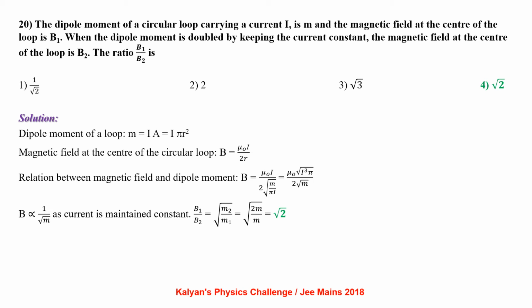Magnetic field at the center of the circular loop is mu naught I by 2r. The relation between magnetic field and dipole moment is B equals mu naught times root of I square pi by 2 root m. So B is proportional to 1 by root m as current is maintained constant. So B1 by B2 equals root of m2 by m1, that is root of 2m by m, which comes out to be root 2.